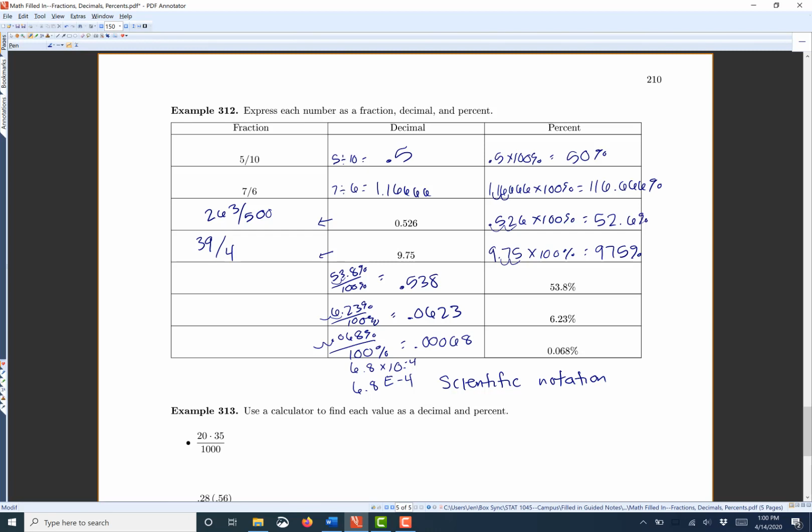And to change these into fractions for each one again, I just put this straight into my calculator. So 0.538, push the button, and it gives me 269 out of 500. And 0.0623, push the button, is 623 out of 10,000. And 0.00068 gives me 17 out of 25,000.